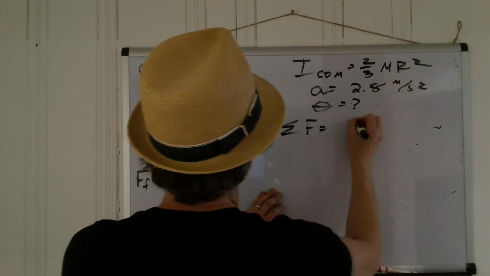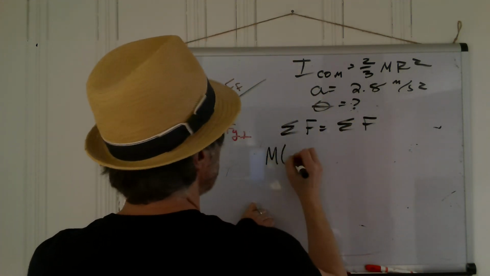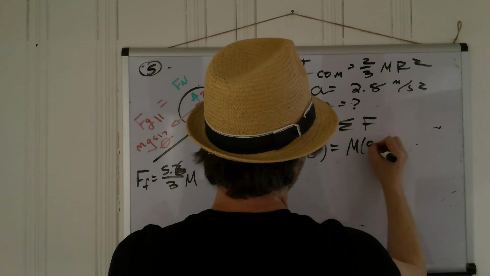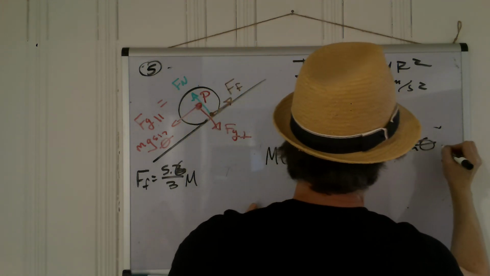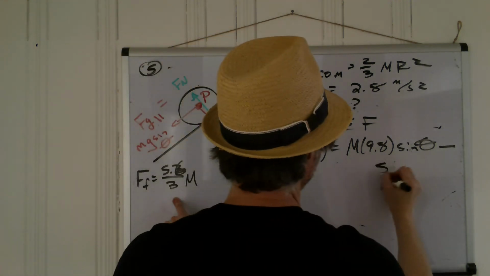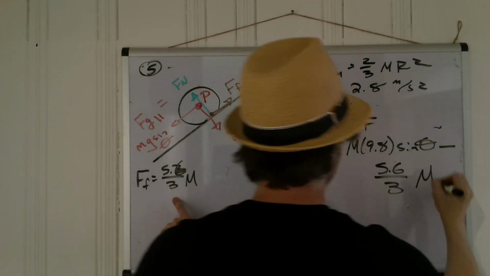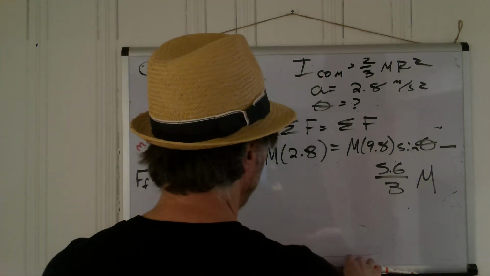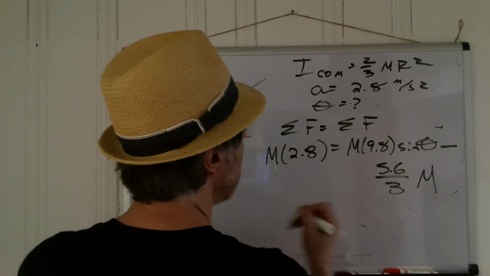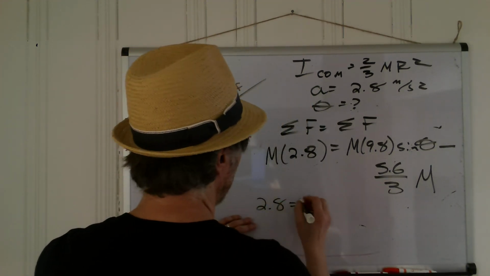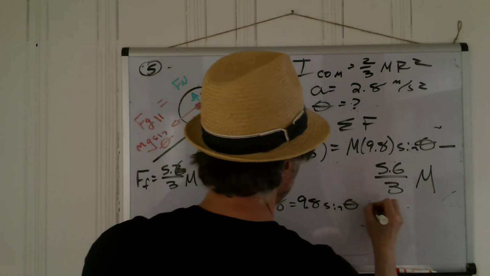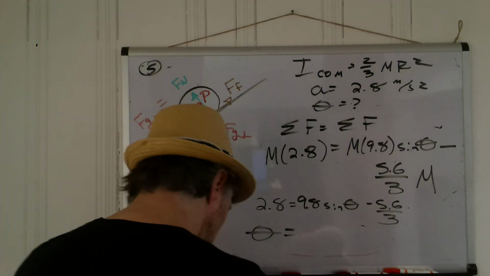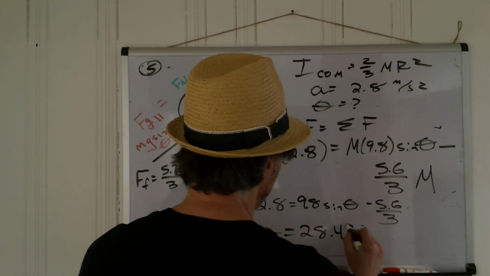Net force equals net force, so mass times acceleration equals m times 9.8 times sine of theta minus friction. Okay, so at this point, all of our m's are going to cancel out, and so we get 2.8 equals 9.8 sine theta minus 5.6 over 3, and then solve for your angle, and you'll get the same answer we got before, which was 28.4 degrees. Okay?